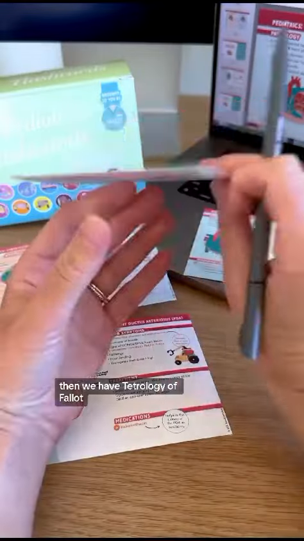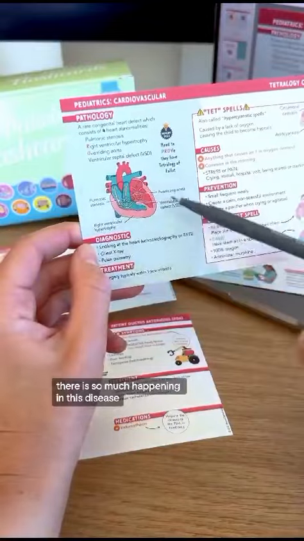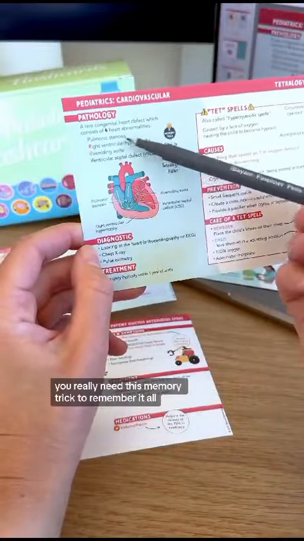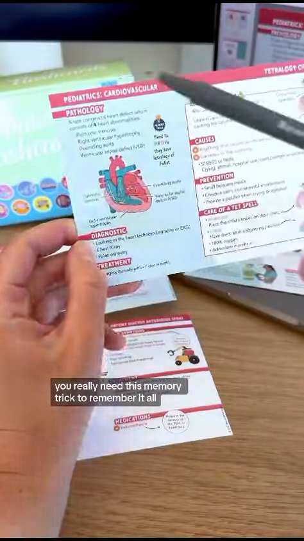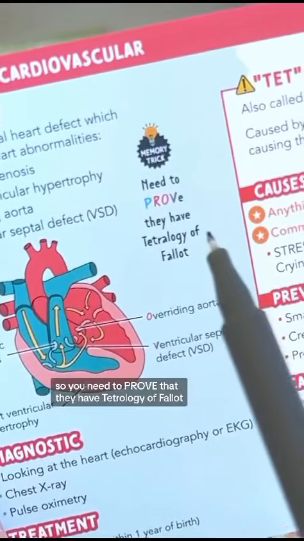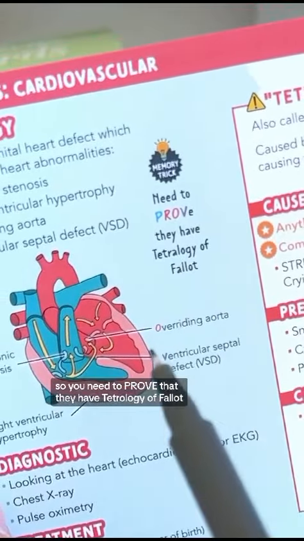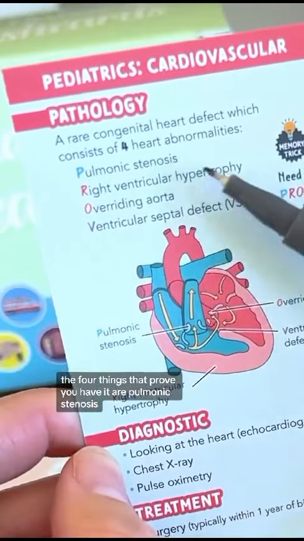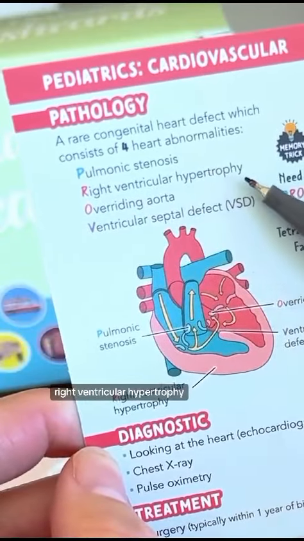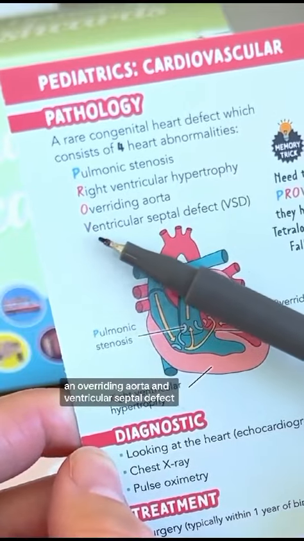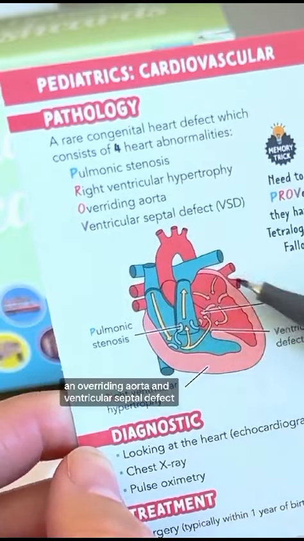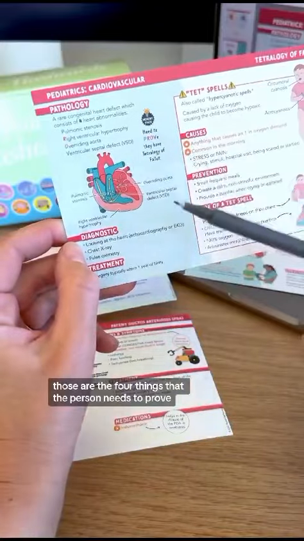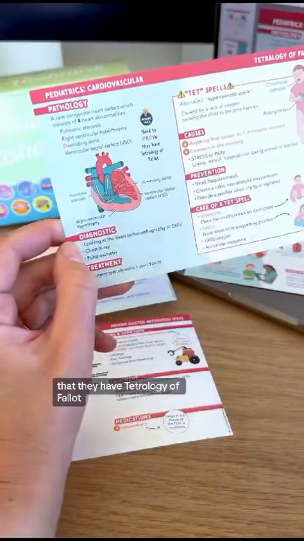Then we have tetralogy of Fallot. There is so much happening in this disease, you really need this memory trick to remember it all. So you need to prove that they have tetralogy of Fallot. The 4 things that prove you have it are pulmonic stenosis, right ventricular hypertrophy, an overriding aorta, and ventricular septal defect. Those are the 4 things that the person needs to prove that they have tetralogy of Fallot.